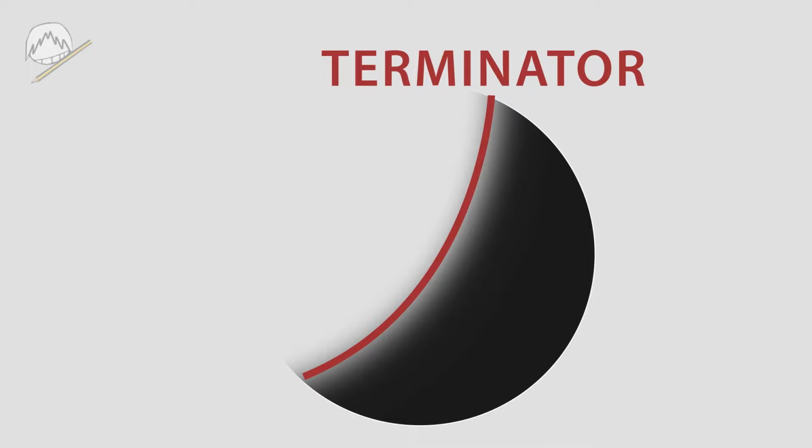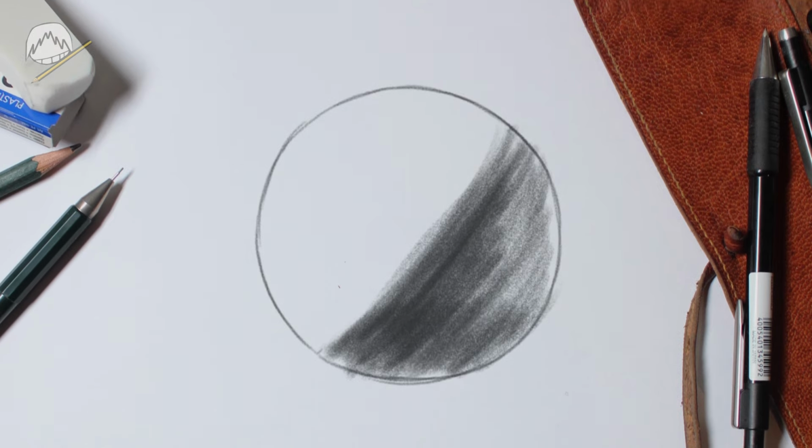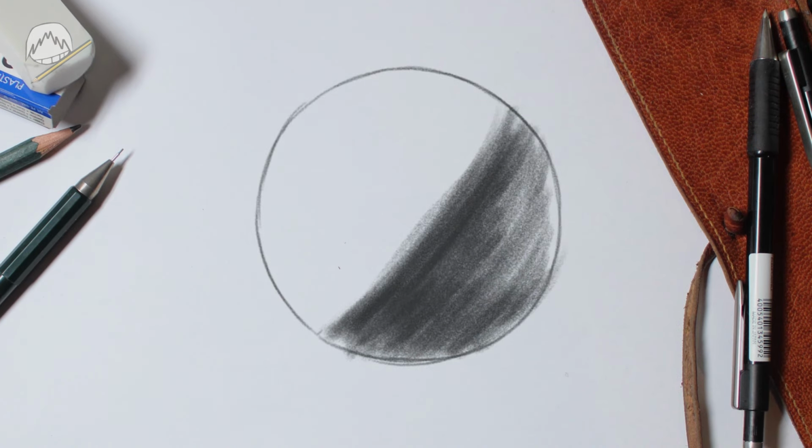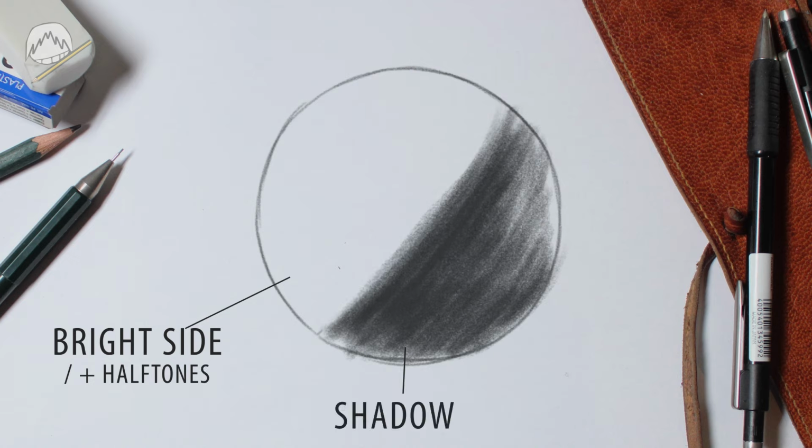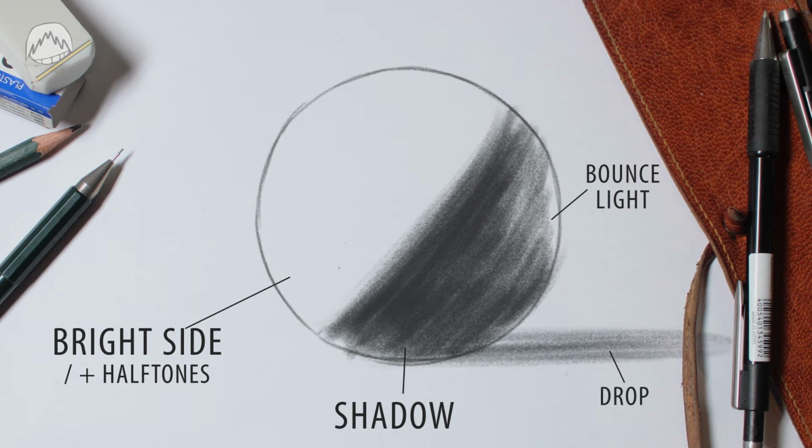Awesome, and before we apply this knowledge, let's just recap what we've learned until now. When it comes to light and dark, we have our light side and we have our shadowy dark side. However, there's still bounce light coming in so the shadow doesn't stay constant. And also don't forget that the ball itself also has a drop shadow, just so we're clear on that.